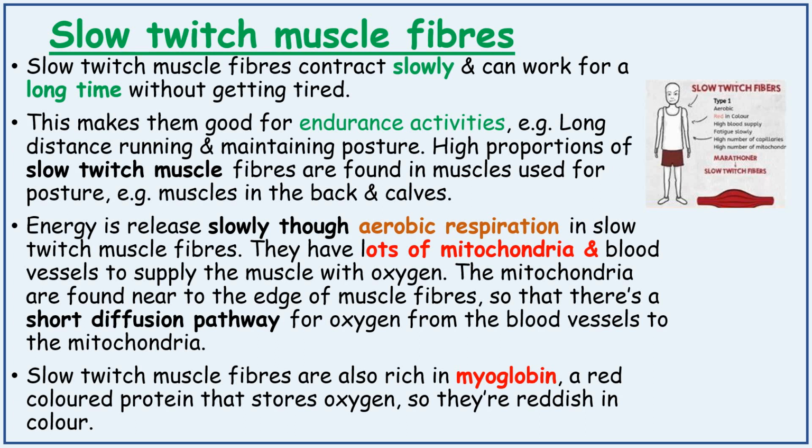High proportions of slow twitch muscle fibres are found in muscles used for posture, for example muscles in the back and calves. Energy is released slowly through aerobic respiration in slow twitch muscle fibres. They have lots of mitochondria and blood vessels to supply the muscles with oxygen. The mitochondria are found near to the edge of muscle fibres, so that there's a short diffusion pathway for oxygen from the blood vessels to the mitochondria. Slow twitch muscle fibres are also rich in myoglobin, a red coloured protein that stores oxygen, so they're reddish in colour.